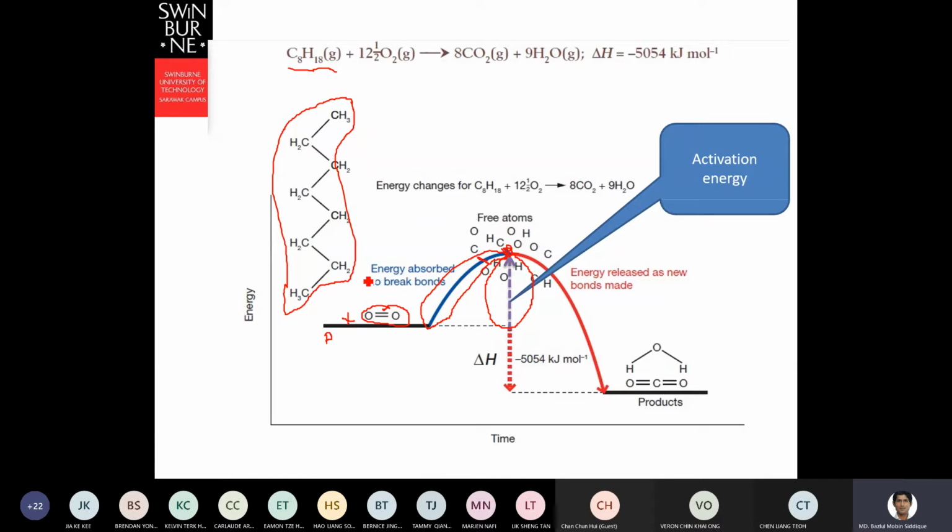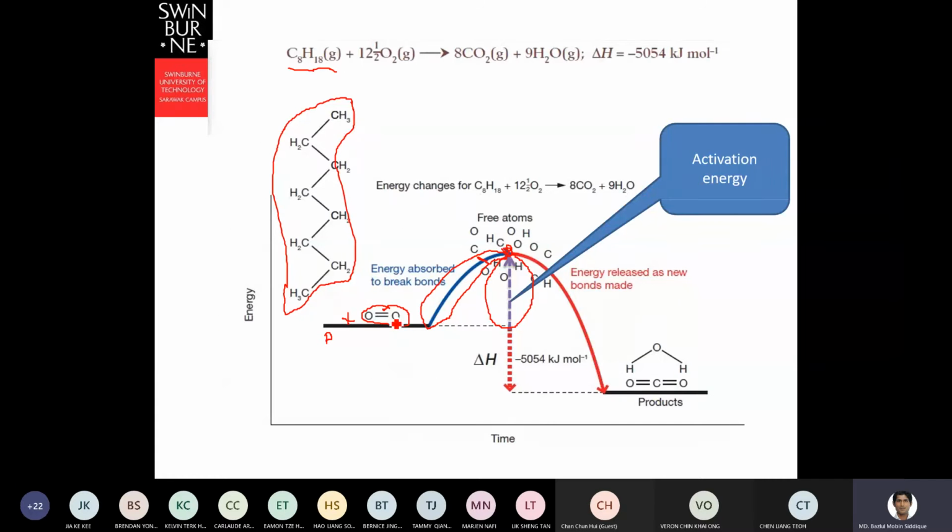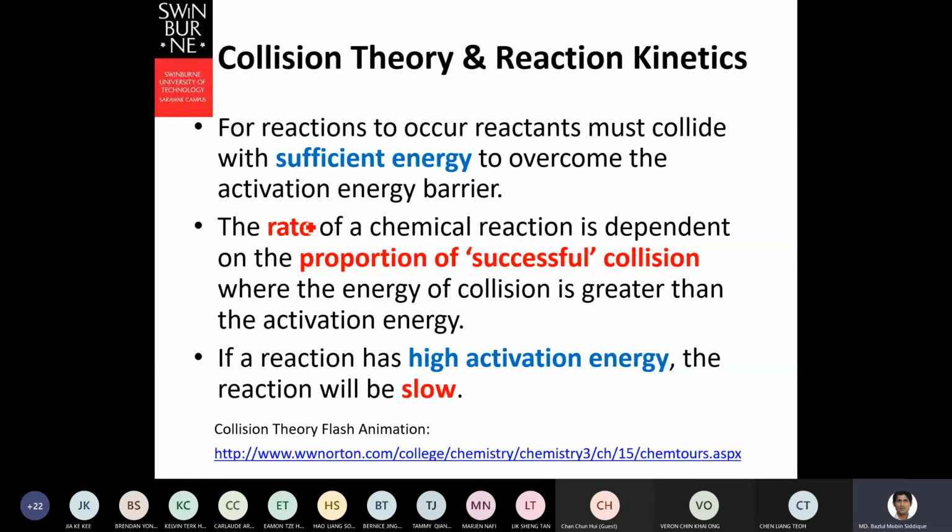The spark gives activation energy to, let's say, one or two molecules, and then those molecules start to burn, and they provide the activation energy to others, and then there is a sudden blast, you see. So that is the activation energy: it gives the energy to break the bond and produce a new bond, so that the reaction can proceed. So this is what activation energy is. And now we are moving to the reaction kinetics, or the rate of the reaction, and what are the things that will affect the reaction rate.